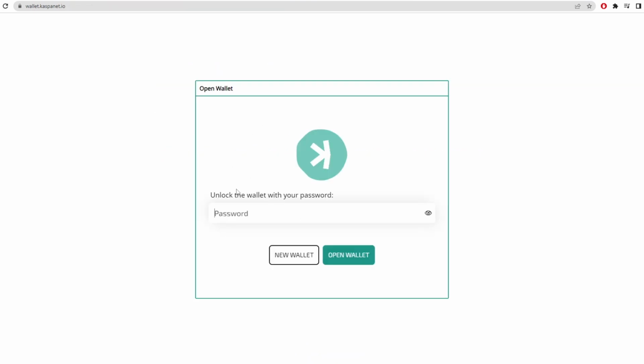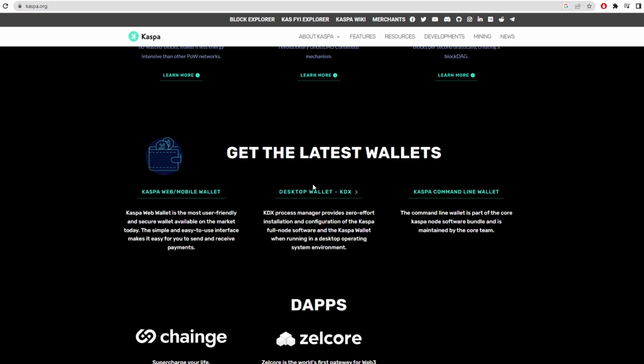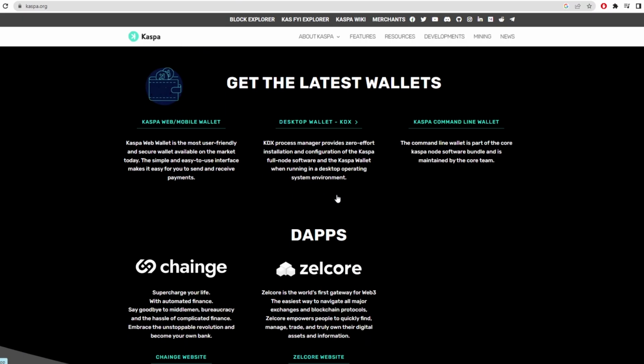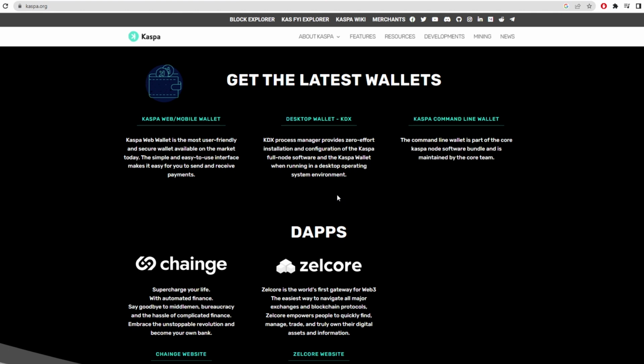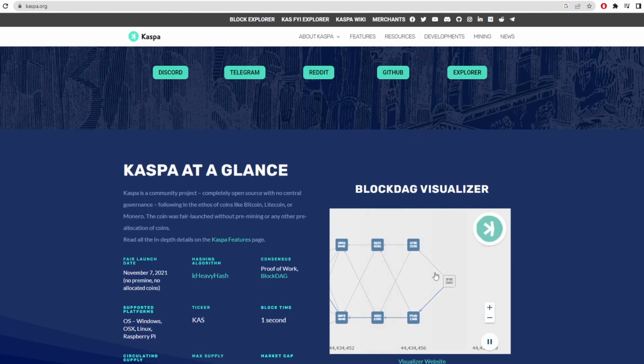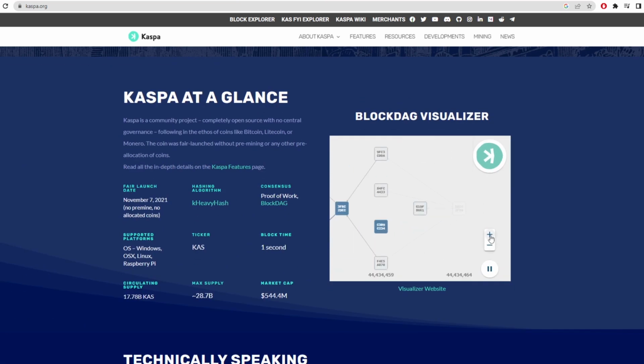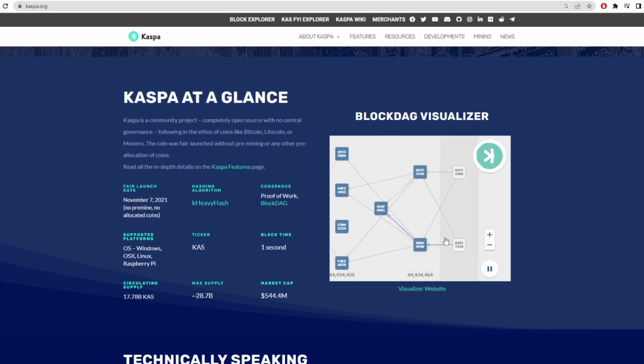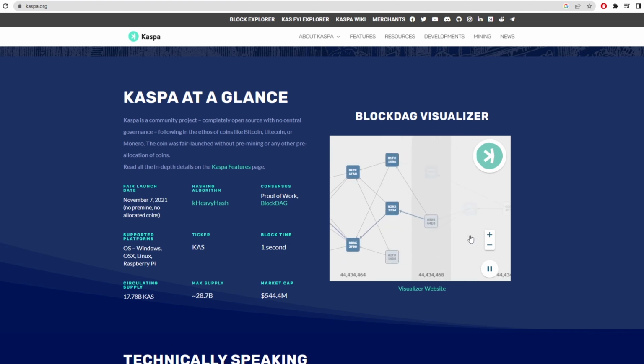There's also a desktop version, and Ledger support is on the way, so we could be seeing that through your Ledger wallets. You can also check out Kaspa's BlockDAG in action on this live graphical representation of the ledger at any time. And many thought that this block parallel ordering would be impossible, and many still do, and they just haven't seen this BlockDAG in action. And this is a live update of the network.